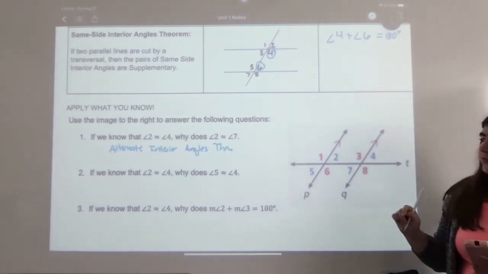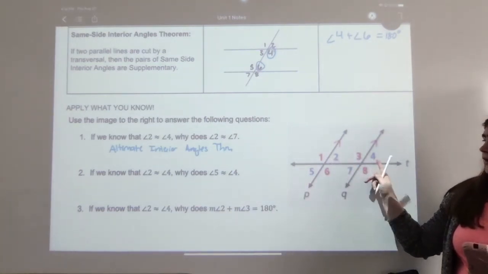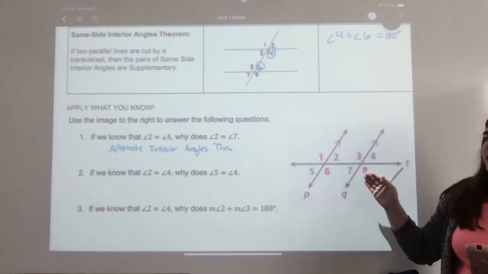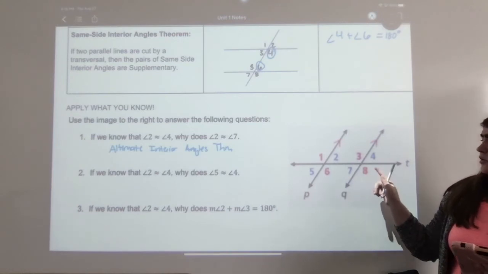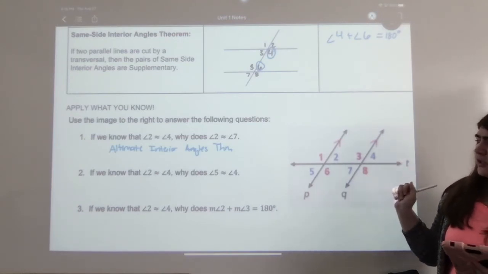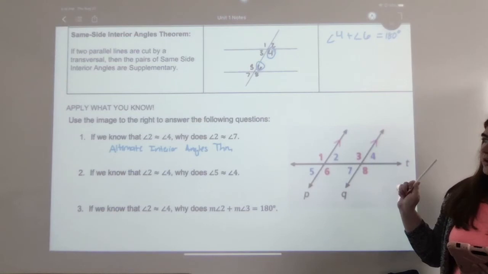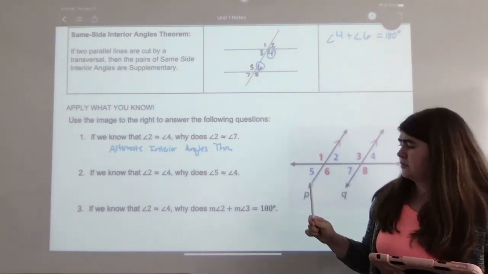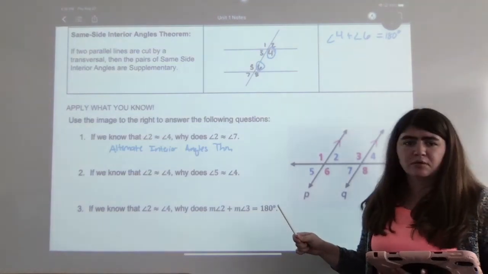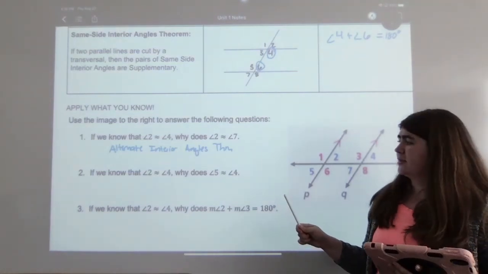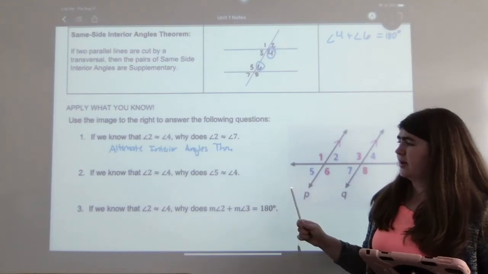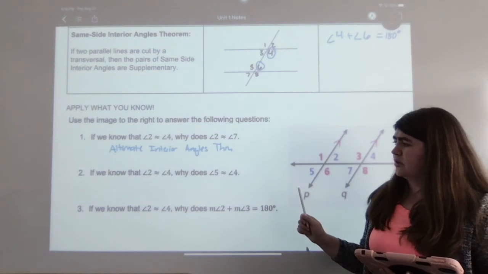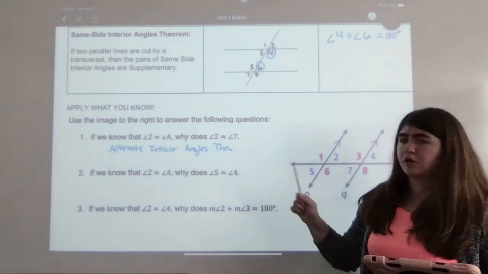Number 2, if we know that angle 2 is congruent to angle 4, why is angle 5 also congruent to angle 4? And as I'm looking at this, I'm noticing that the congruent symbol that's in here is not the correct symbol, so just ignore that. That should be the congruent sign. That's a note to fix that for future years. I'm wondering if that could be a formatting issue between Google Docs and the PDF, but congruent is what we mean there.